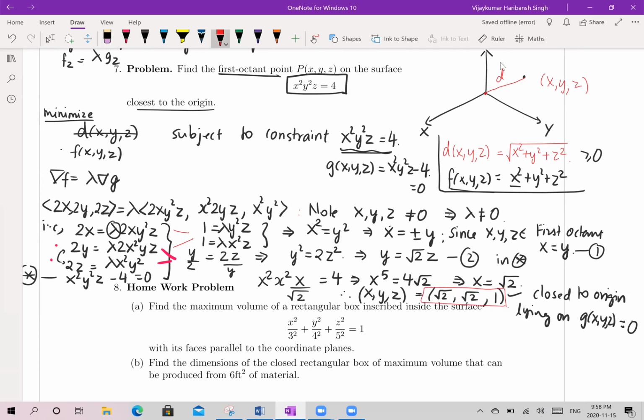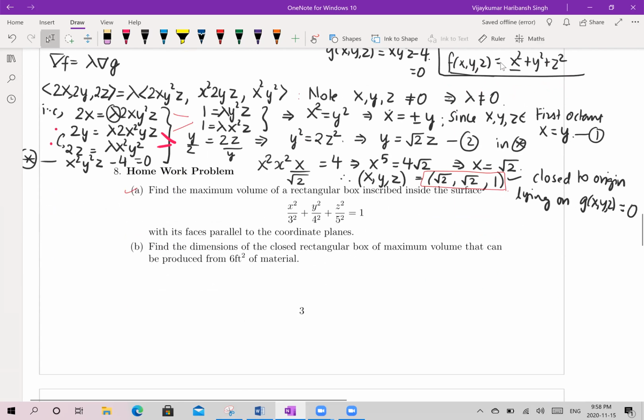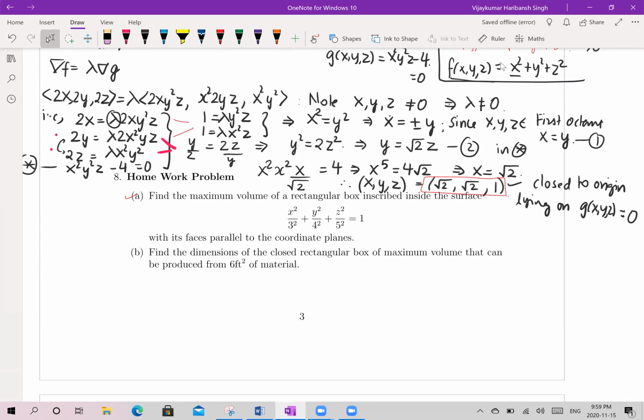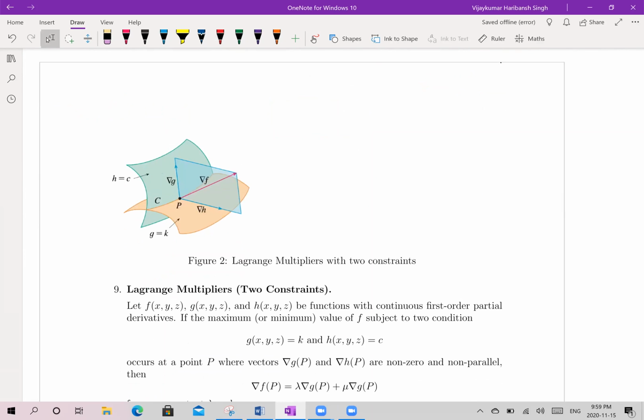Okay. So similarly, you can do the following A and B; they are similar problems. For example, problem A, you can see that's an ellipsoid and faces are parallel, which means your function to optimize would be the volume function V of x, y, z, which is going to be 2x, 2y, and 2z. All right. So now we can have Lagrange multipliers with two constraints.